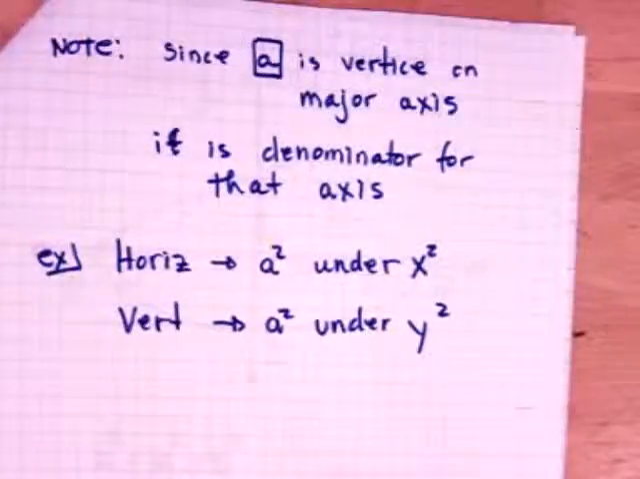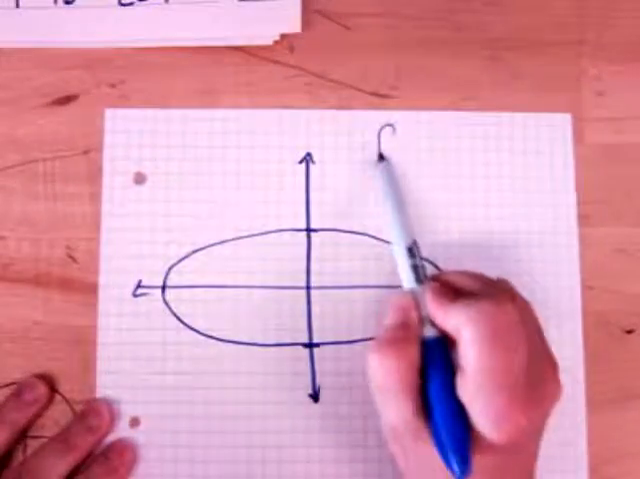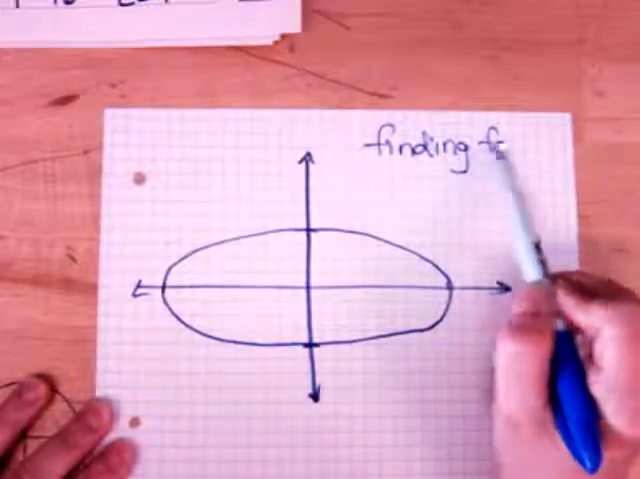Just a little note, again, I'm trying to hammer some of this stuff home. Since a is always on the major vertex, if it's under the x, then it's horizontal. If it's under the y, then it's vertical. So let's do one more thing for this section, and that's going to be finding the foci.